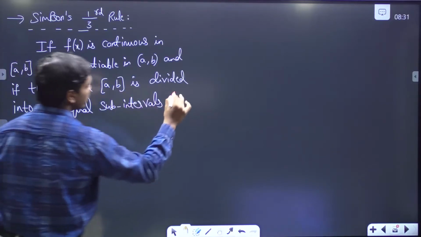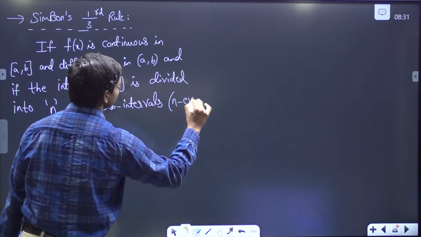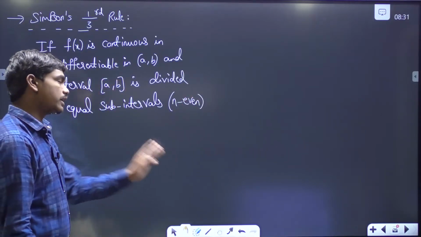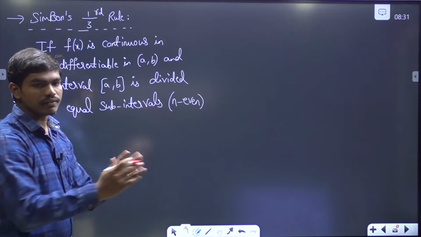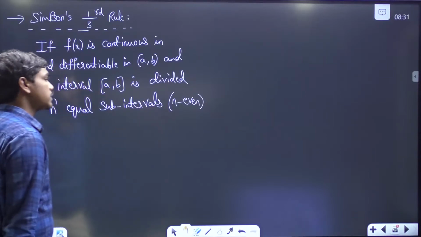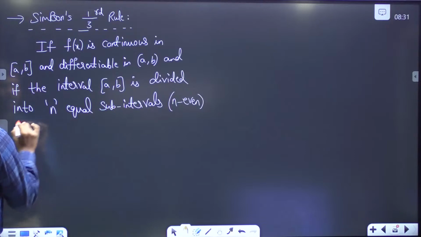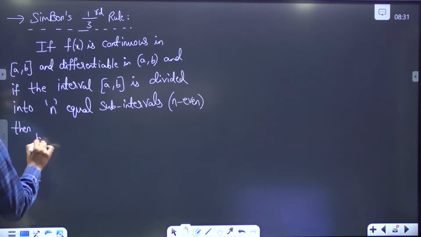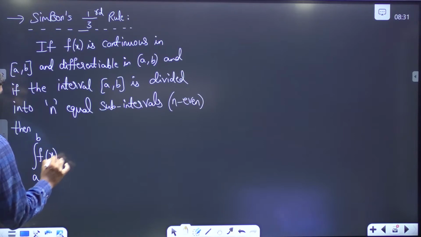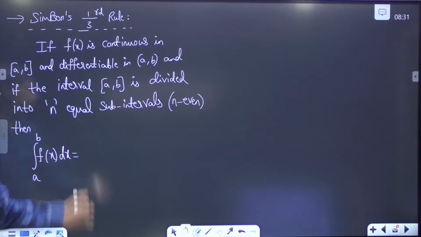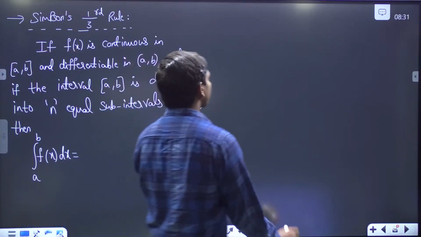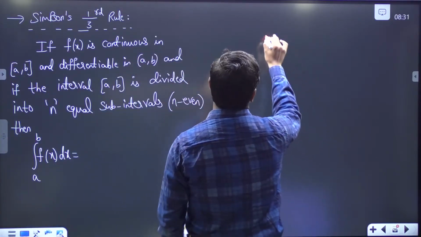I'll tell you why n should be even. But please remember, if you want to apply Simpson's one-third rule, you need to split the complete interval available to you into an even number of equal subintervals. Then the integral from a to b of f of x dx is equal to, we'll write the formula here. Why consider an even number of intervals? That's the main question.